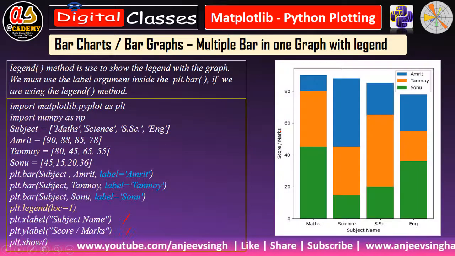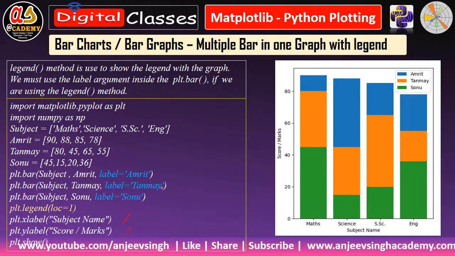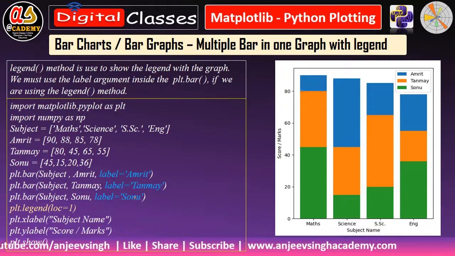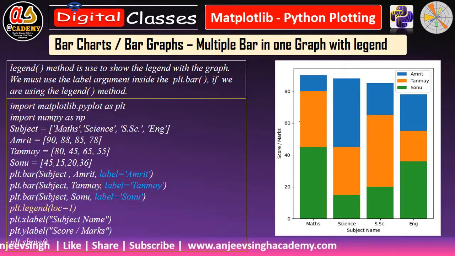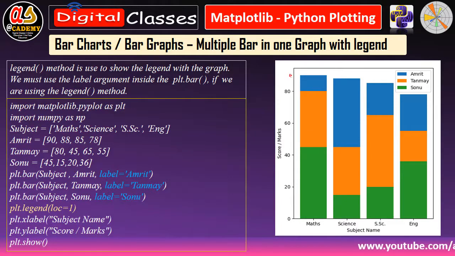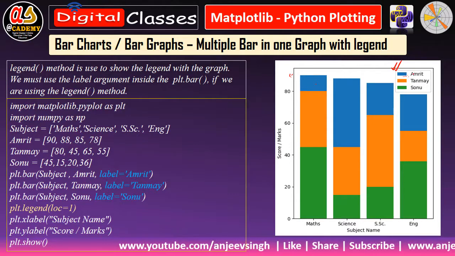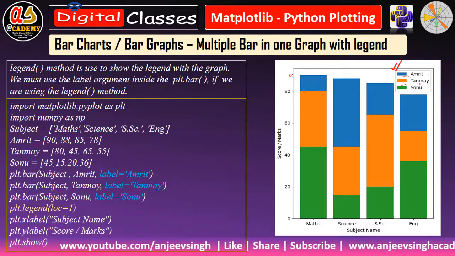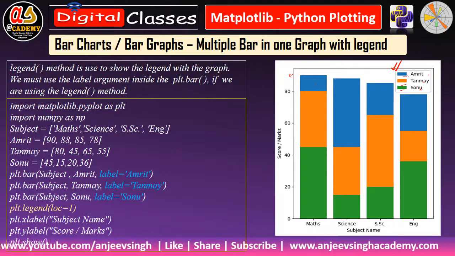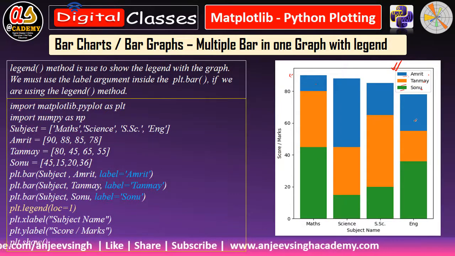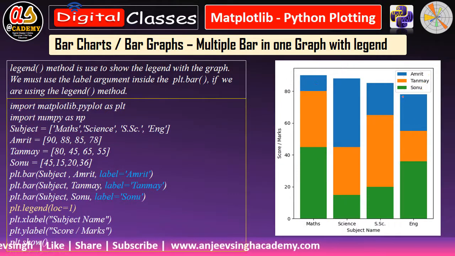So let's see the output of this code. Look at this. It's showing maths, science, and so on, the same output I showed you previously. But one thing is important here. Now you can easily identify which color refers to which data. This color refers to Amrit, this color refers to Tanmay, and this color refers to Sonu. So now at least something is easier here.